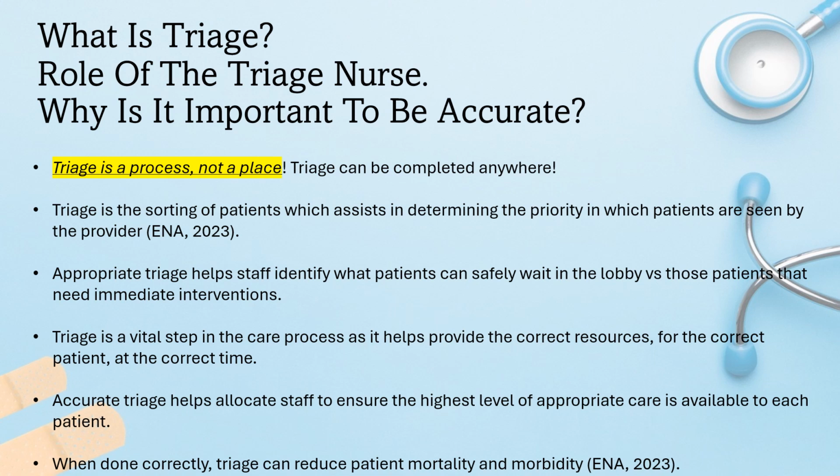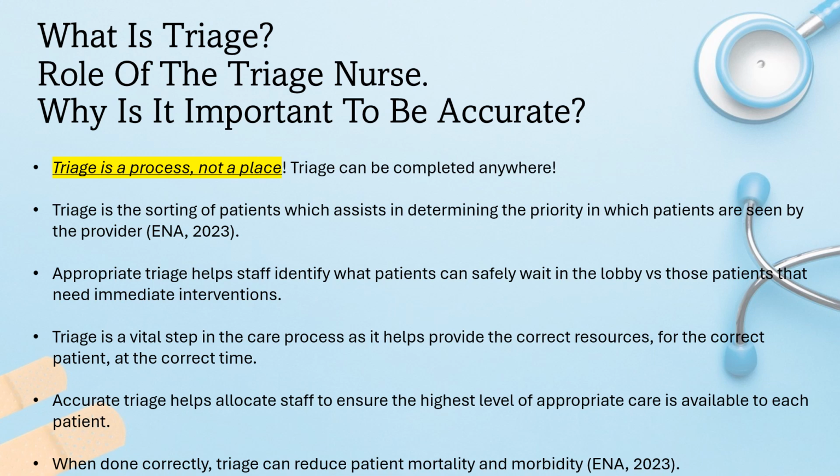You're really just sitting there trying to figure out, is this patient sick or are they not sick? Do they need help? Do they not need help? Can they wait a little bit? Can they not wait? Right? So triage is the sorting of patients, which helps us determine the priority in which patients are seen by the provider. Appropriate triage helps staff identify what patients can safely wait in the lobby versus those that need immediate intervention.